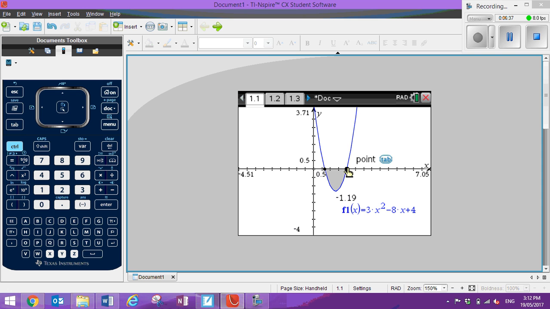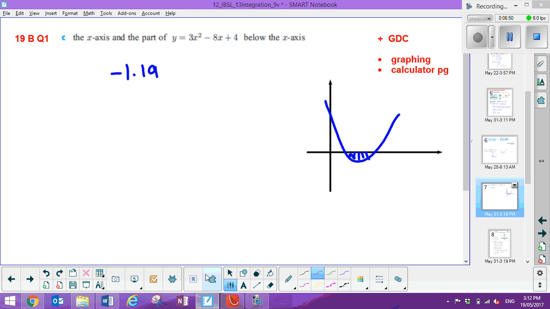So it's hovering over the point on the x-axis, and it will show you where the actual x-intercepts are. So we come out with minus 1.19, which we've got on here.